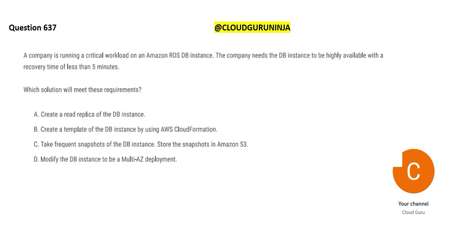You have a company which is running a critical workload on an RDS database instance. So RDS is a relational database. You can have MySQL, Postgres and so on. And the company needs the database instance to be highly available. That means it should not go down.